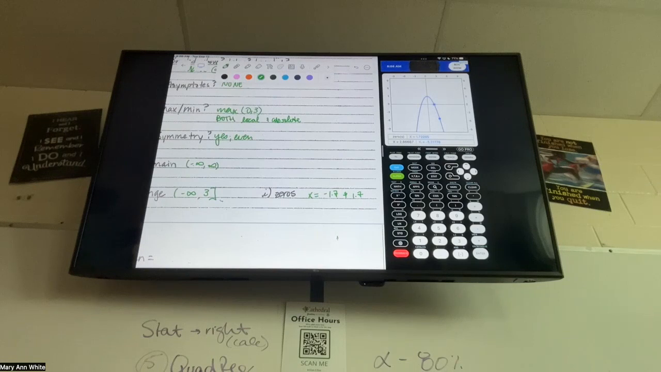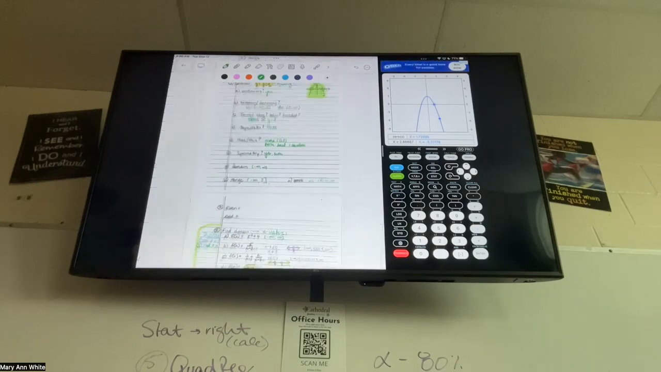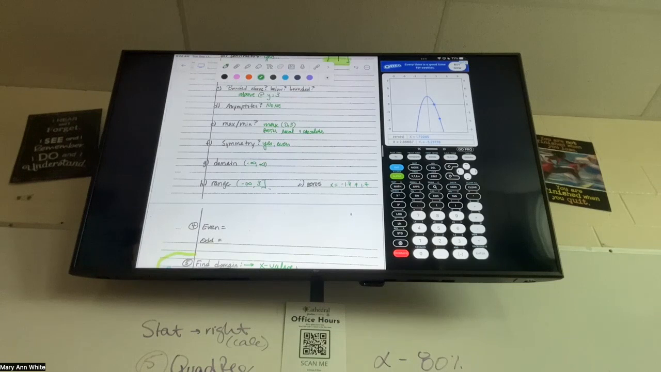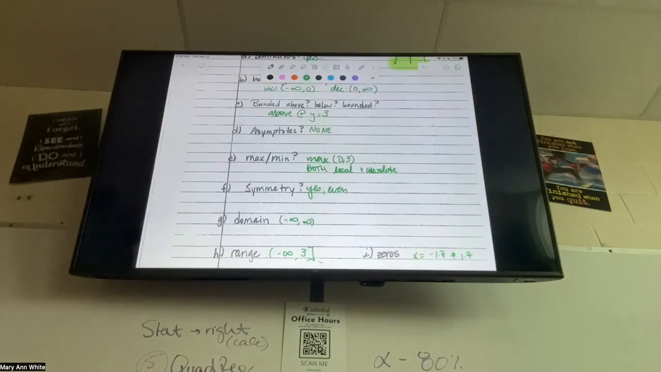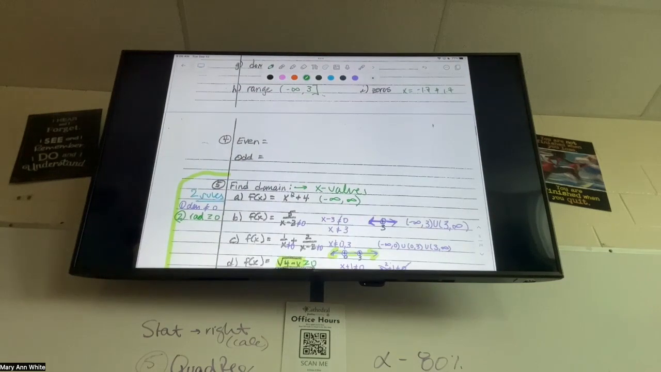All right, how are we doing? Good? Okay, let's flip our paper over. We were just talking about symmetry. Let's explore symmetry a little bit more. We're going to do it algebraically. You don't need your calculator for this.